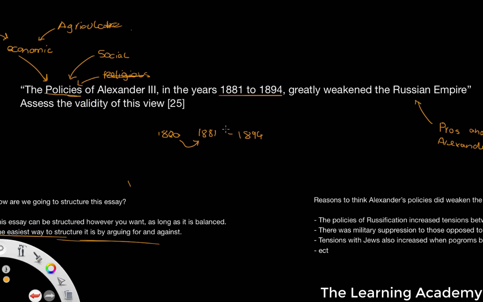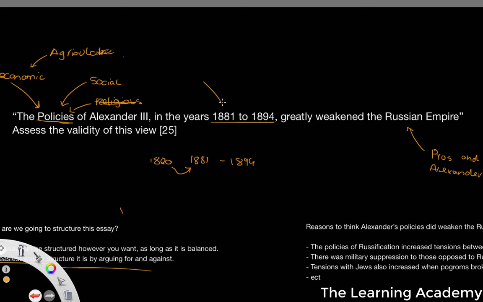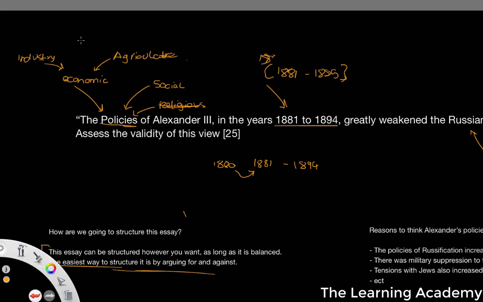Okay, but we can split this up. We can talk about a number of things. So we could say, let's have a look at firstly 1881 to 1885. Okay, that could be one paragraph, and you talk about everything that happened in that time period. You could talk about the economic policies, social policies, agriculture, industry, anything like serfdom, religion, anything.